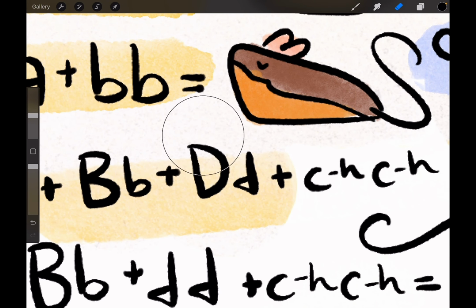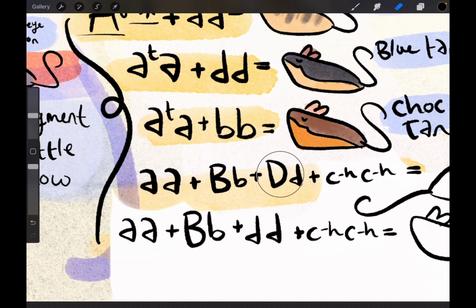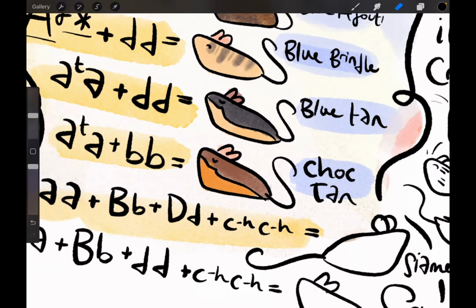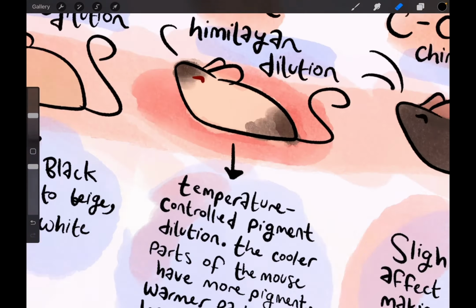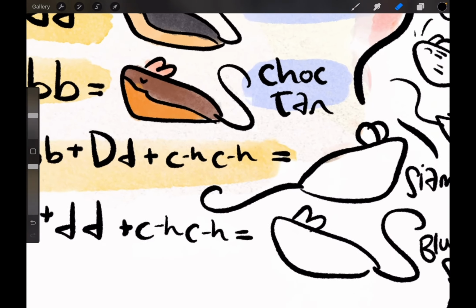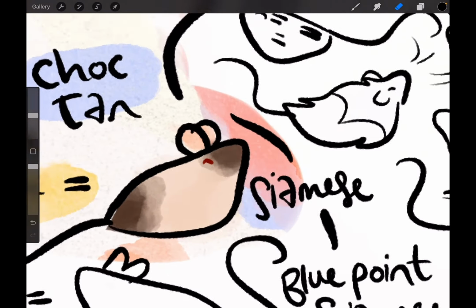Same story here with our blue dilution. It's got that wild type gene that's overpowering our sad little recessive here. So this mouse will not be blue. It will not be chocolate. But we do have homozygous CHCH, which, if you remember, is that wonderful temperature control gene up here. When it's homozygous, we get the wonderful steel point Siamese, which you have seen drawn quite a few times.